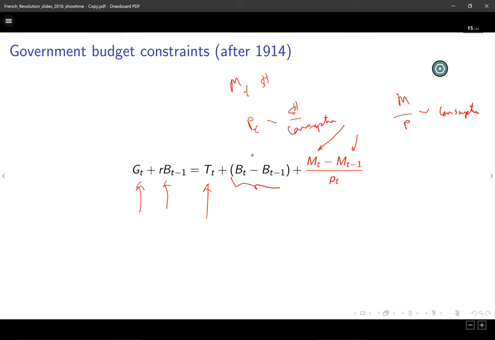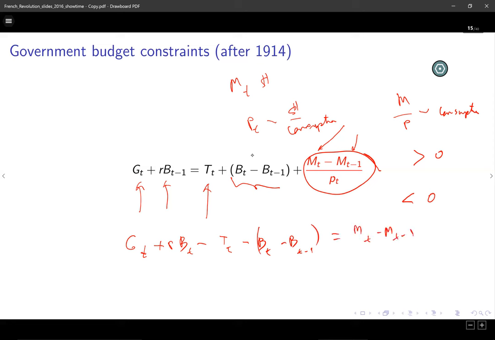And what does it use it for? It's going to use it to cover, if it's issuing in a positive amount, see, this amount could be either positive or it could be negative. It's going to be positive if it's just going to be, you know, what's it going to be? We'll just write this equation like this. This is trivial, but useful. So money's either going to be growing or decreasing depending on what these terms look like. That's what the government budget constraint says.